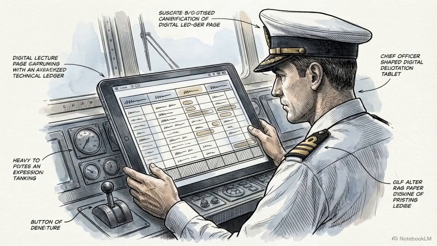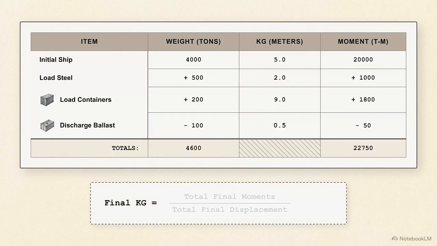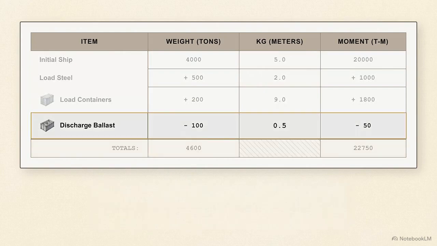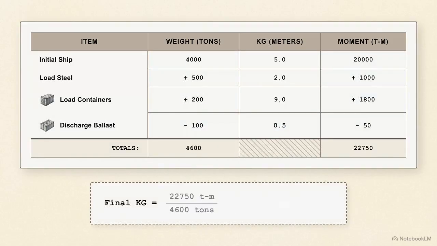Once all cargo operations are logged, the chief officer consolidates the ledger to verify the ship's sailing condition. This table illustrates the final tally. We sum the weight and moment columns to find the total final displacement and total final moments. To find the actual center of gravity, we divide 22,750 ton-meters by 4,600 tons, yielding a final KG of 4.946 meters.